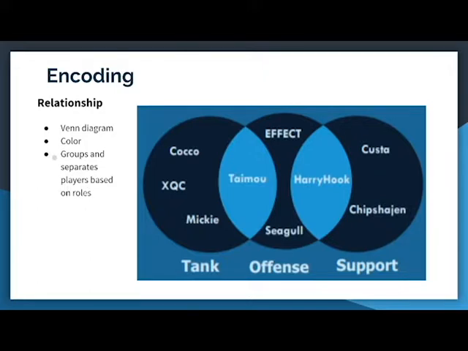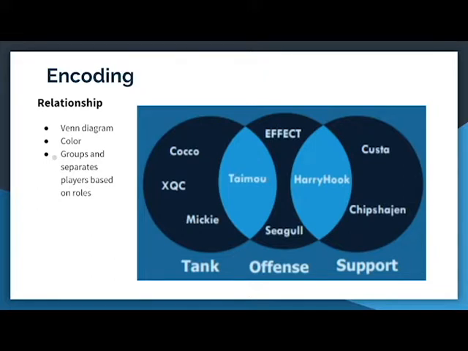I use a Venn diagram because I think it's a very common way to show overlapping, and that's the main thing, not only overlapping, also separation in categories. And that's pretty much the main thing I wanted to show through my relationship display. I wanted to show which players played one role and which players played multiple roles and which roles they were.